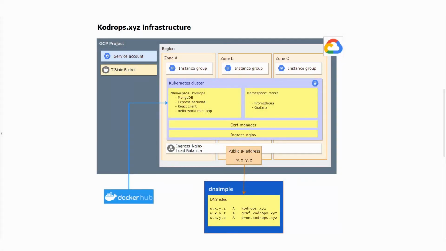The Docker images are public and stored in Docker Hub, although it would have been just as easy to store them in Google Cloud's registry.